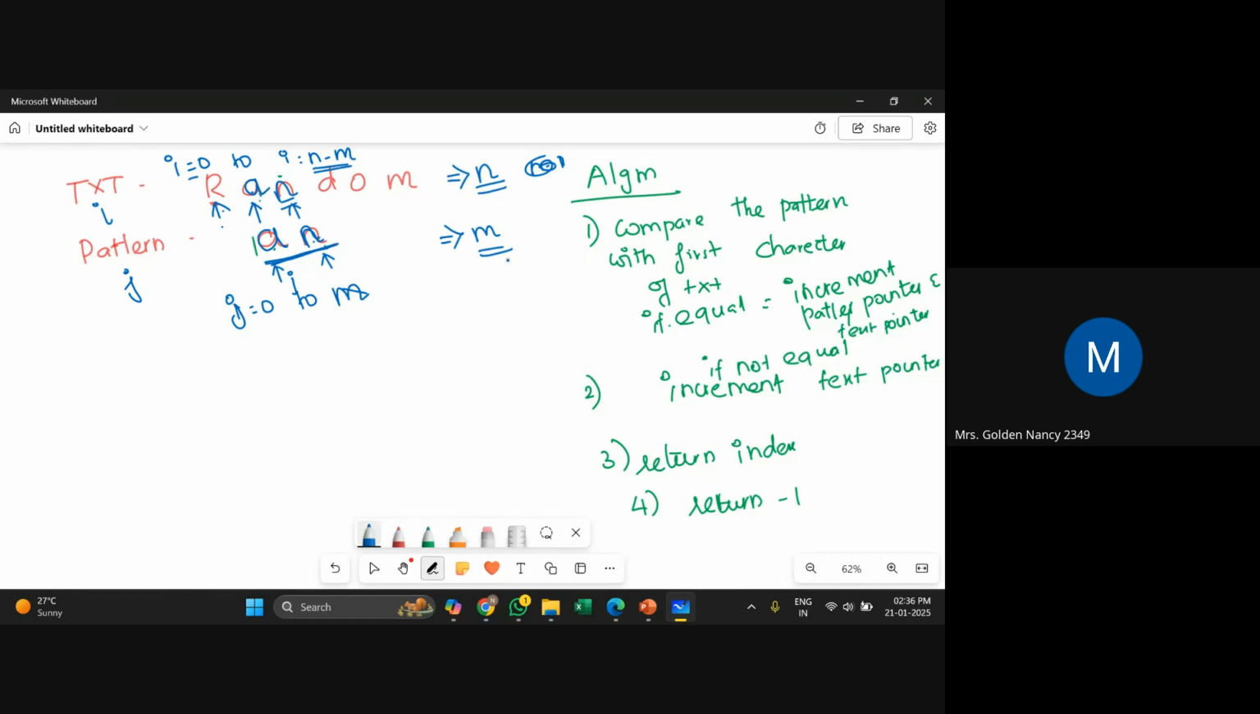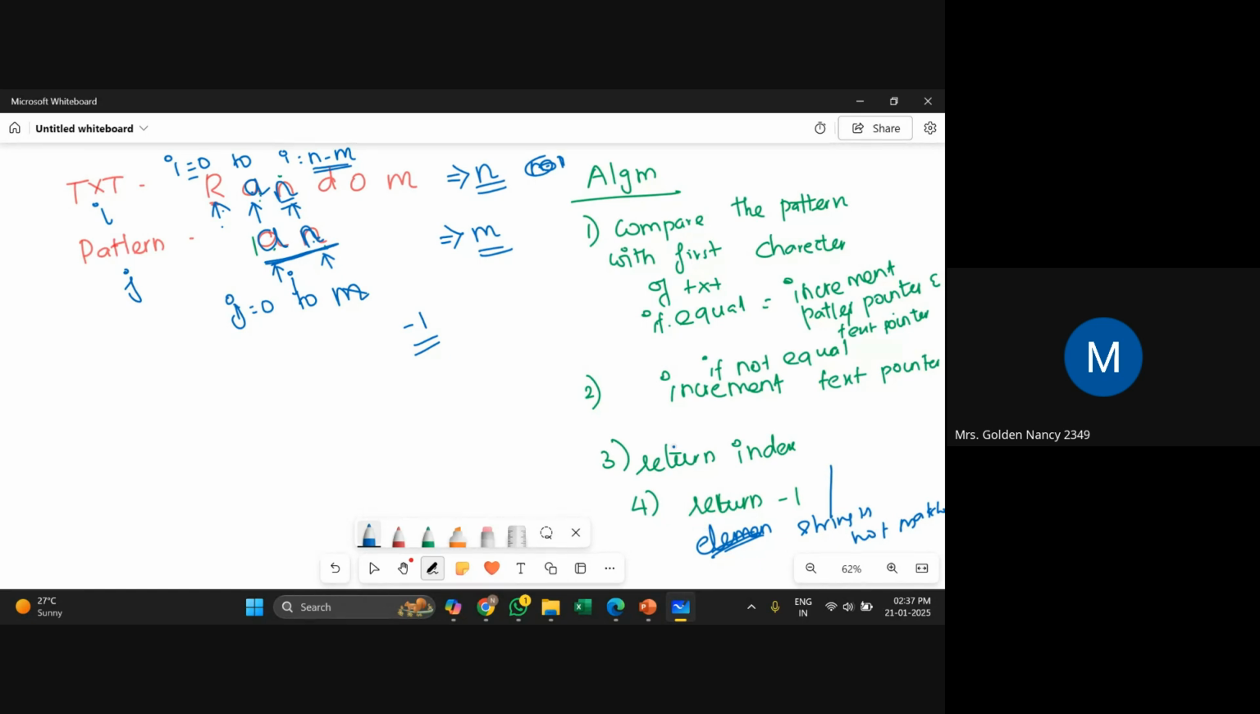If you get the pattern properly, then you return the index. If not, you return -1. You're just telling that the element is not found, or the pattern, the string is not matched. You can also say it this way. So this is how you can do this algorithm.